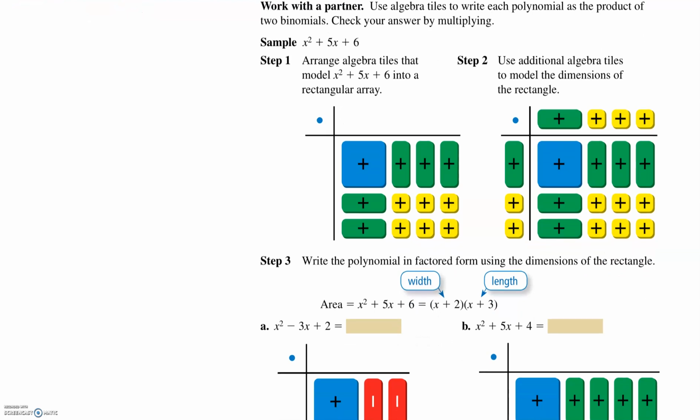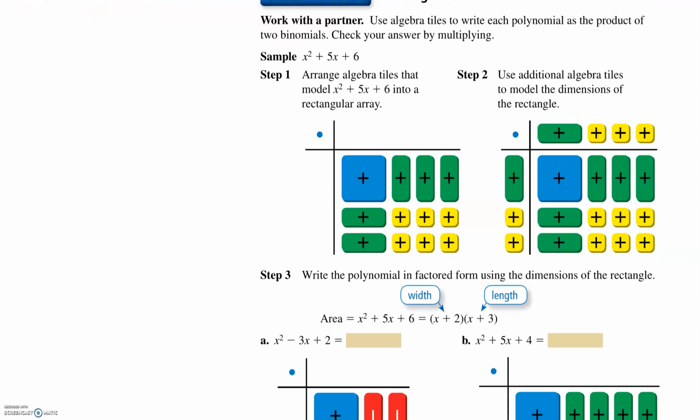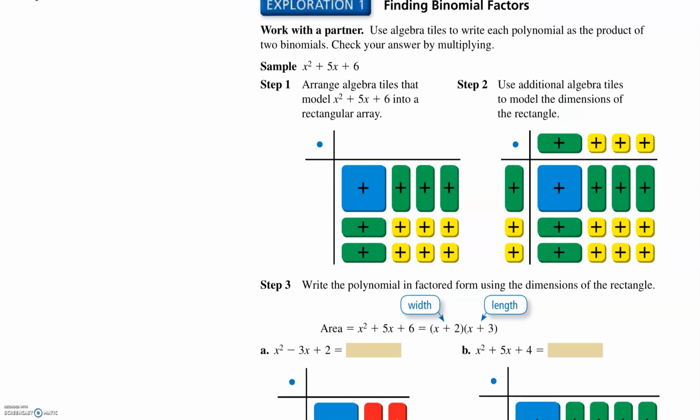The first example, they're going to look at x squared plus 5x plus 6. We're going to try to write it as a product of two binomials, because to factor something really means to write it as a product. That's what factoring means, write as a product.